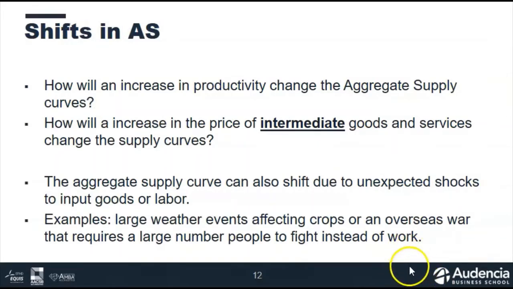So aggregate supply and aggregate demand both shift, and they allow us to find equilibrium in the economy. And I'll show you how this works and how we can actually find a natural equilibrium. So first question, how will an increase in productivity change the aggregate supply curves? Well, let's take a look at that.